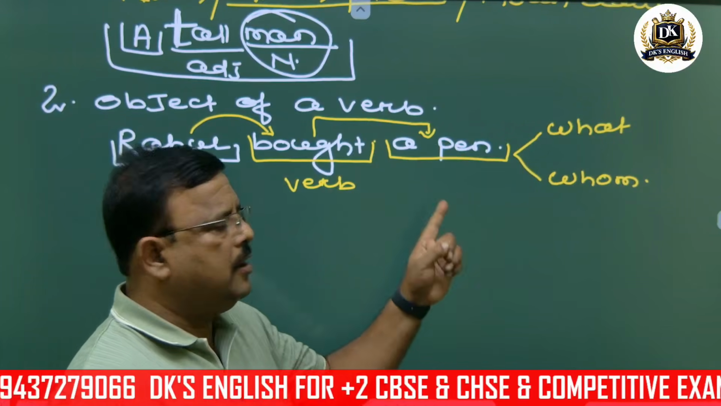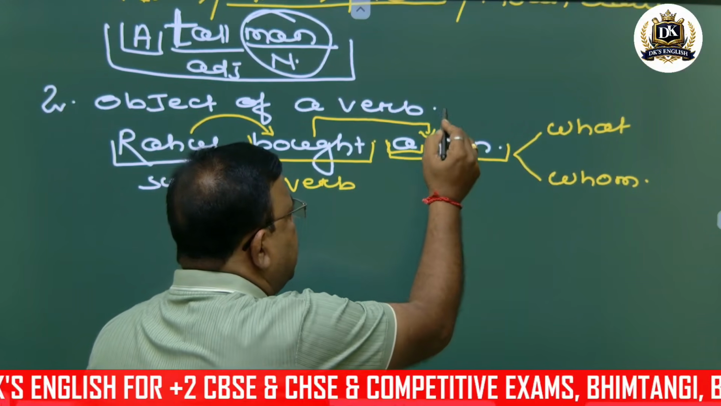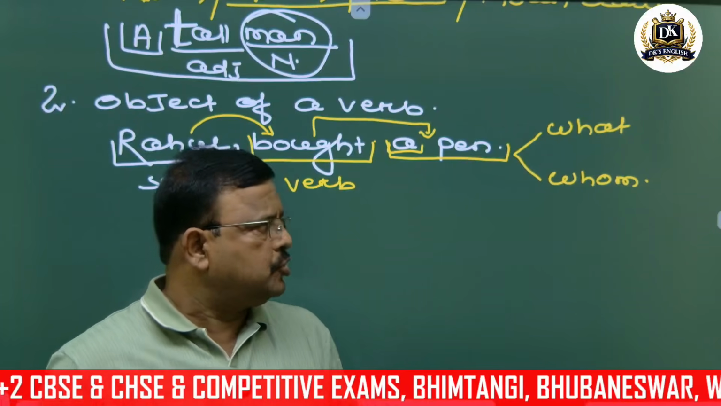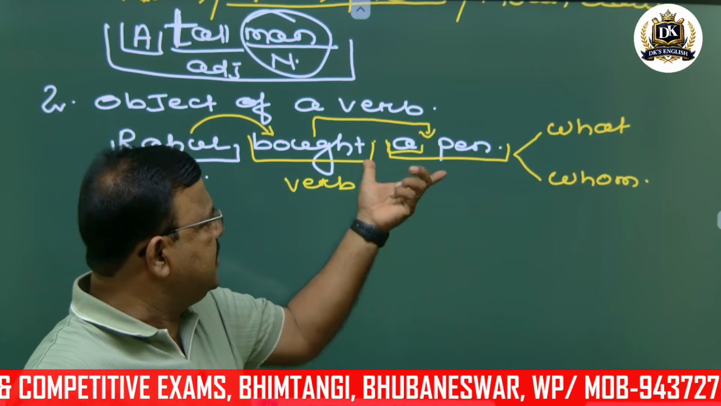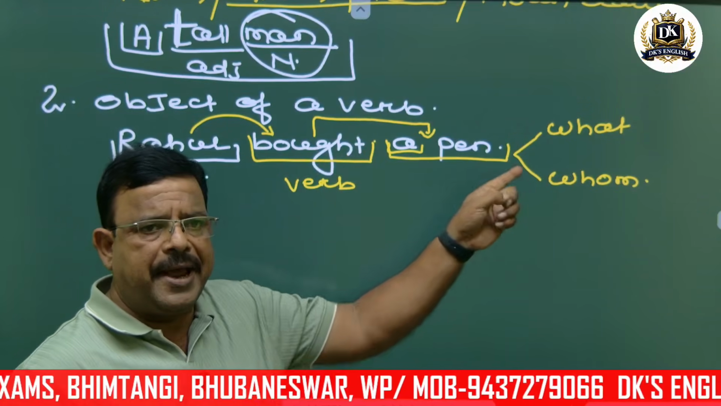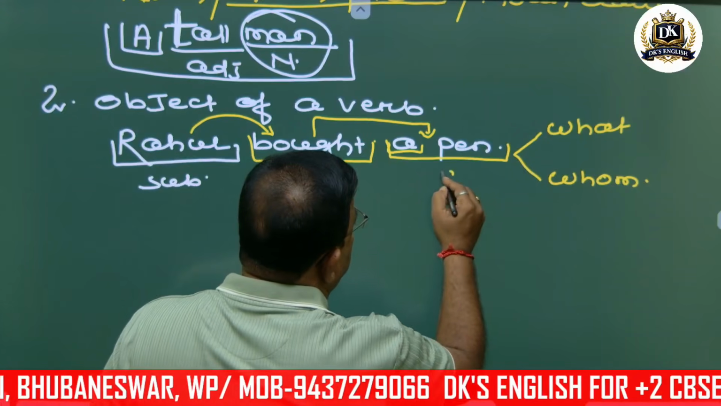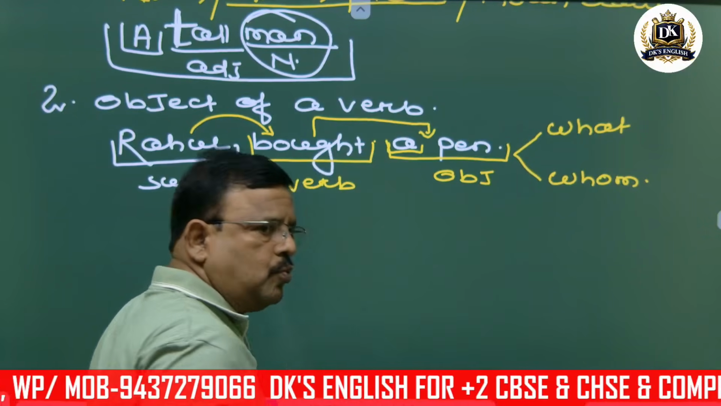So here a pen, a, you know, the determiner, okay? Pen, here pen is the noun. So a pen, this is a noun phrase. So this noun phrase, Rahul bought what? A pen. So here a pen, this is your object. But here the question comes.